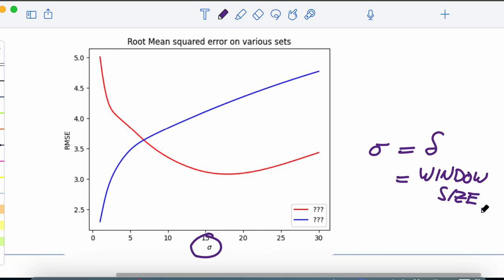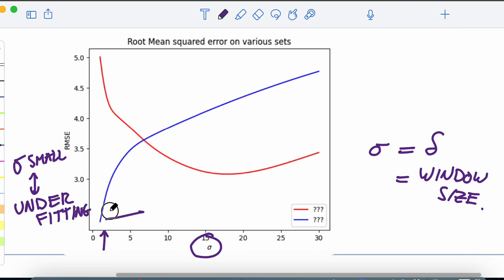So if you were reversed, then maybe you also reversed the two graphs. Okay, fantastic point. Then I think you said something about when sigma is very small, what happens? It is underfitting. Sigma small is underfitting. And how do you know it's underfitting? Because we are training on too small a set, so the training error is very low, but the test error is very high. So the training error is low, and the test is high.